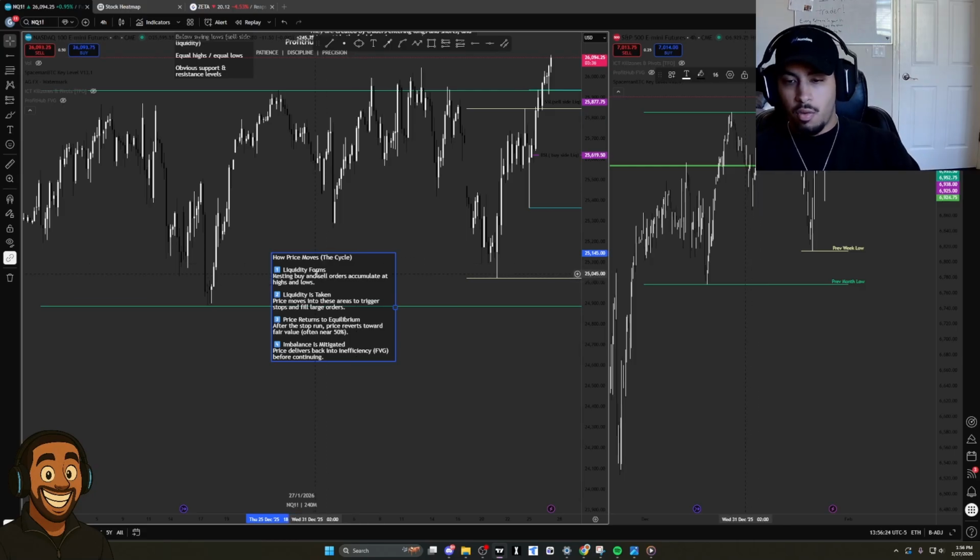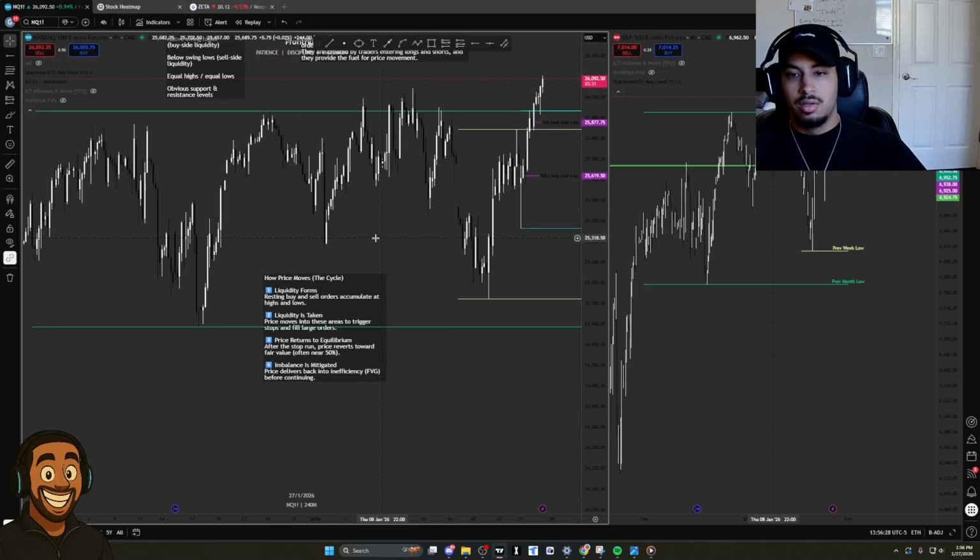So liquidity is formed: resting buy and sell orders accumulate at highs and lows. So we make these forms of liquidity right here. We're creating these swing highs and these swing lows, and then liquidity is taken.